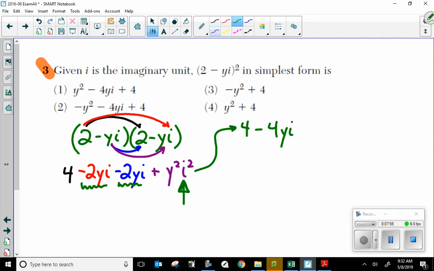At this point, everything has been somewhat simple. Here's the test. You need to remember that i squared is the same thing as negative 1. That's really what this question is testing you on. So if I have y squared times i squared, but i squared is really negative 1, that's going to give me negative y squared.